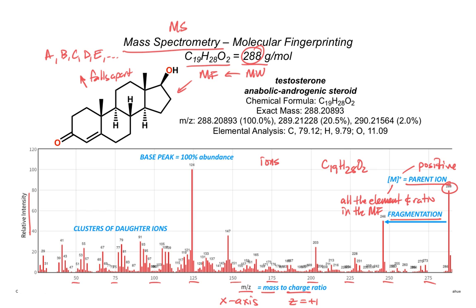But the other main signal we want to look at is called the base peak. That's the peak that has 100% abundance. So if we draw a line over, we can see that the base peak is at 100% abundance. Again, don't confuse that with the parent. The parent always has the highest mass. It doesn't necessarily have to be the base peak. Again, the base peak is the most common ion that results from the parent.